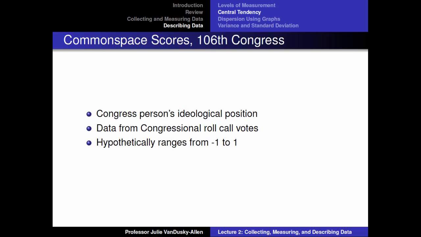In order to demonstrate how to calculate a mode, median, and mean, I'm going to use Commonspace scores from the 106th Congress. Commonspace scores measure each House member's ideological position on the liberal-conservative ideological spectrum. The variable is based on how House members vote on bills. The variable hypothetically ranges from -1 to 1, with numbers less than 0 being liberal scores and numbers greater than 0 being more conservative scores.